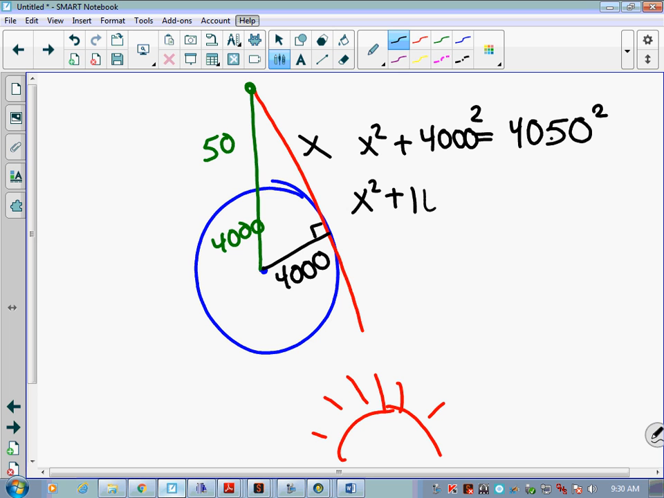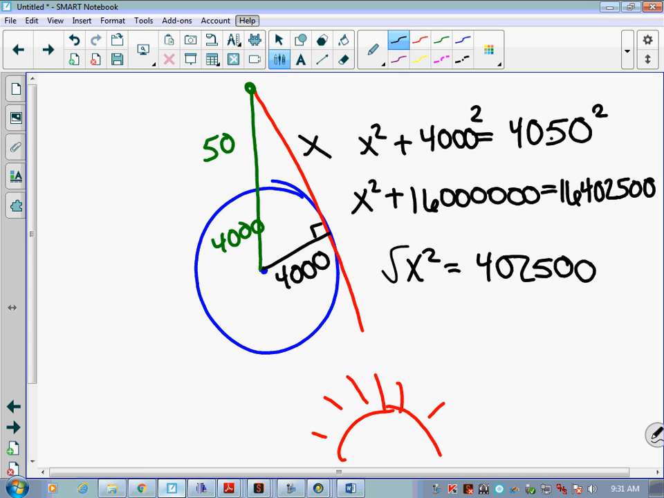16 million. Okay? 1, 2, 3, 4, 5, 6. All right, 4,050 squared. What's that? 16,402,500. Okay, what do I want to do with this 16 million over here? I want to subtract it from the left side. I should get x squared equals 402,500, and then I'm going to want to square root that. Your answer there should be 634 miles.